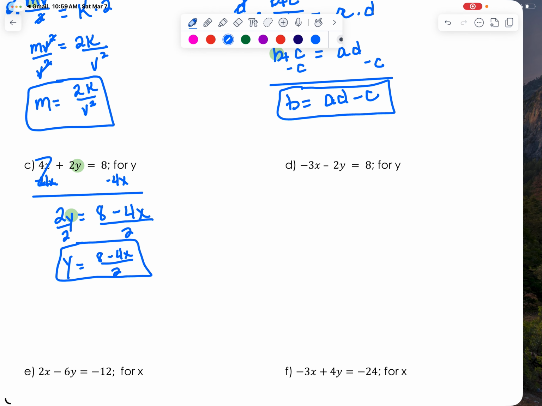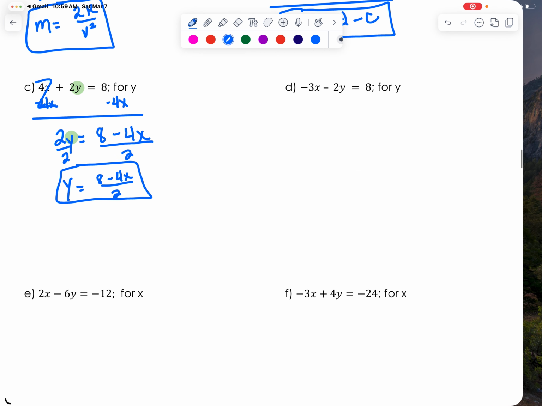Now, this one, you could take a step further. And I'll show you another way you can write it. Your teacher may even require you to go to the next step. So let me just show you. For my students, I'll accept this first way. But you could divide each of those terms, the 8 and the 4x, by 2. So 8 divided by 2 is 4. And negative 4x divided by 2 is negative 2x. So this is another way you could write your answer. Let me put an or there, okay?